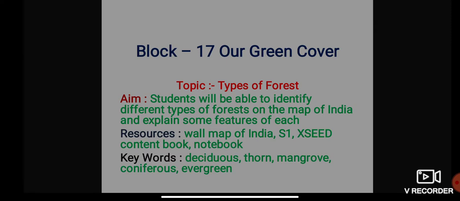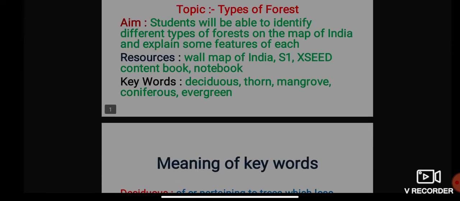Our aim for today is that students will be able to identify different types of forests on the map of India and explain some features of each. Resources required are your wall map of India, exit content book and notebook. And the keywords for today are deciduous, thorn, mangrove, coniferous, and evergreen. So let's learn the meaning of the keywords.